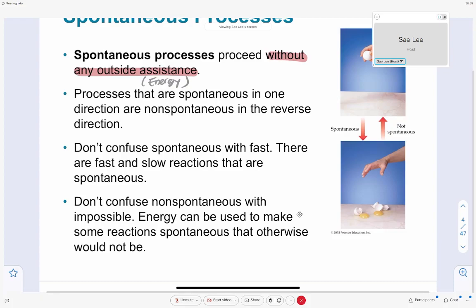When the temperature is above 0 degrees Celsius, ice melts. Ice melts naturally. This is a spontaneous process. When the temperature is below 0 degrees Celsius, what's going to happen? Water freezes.